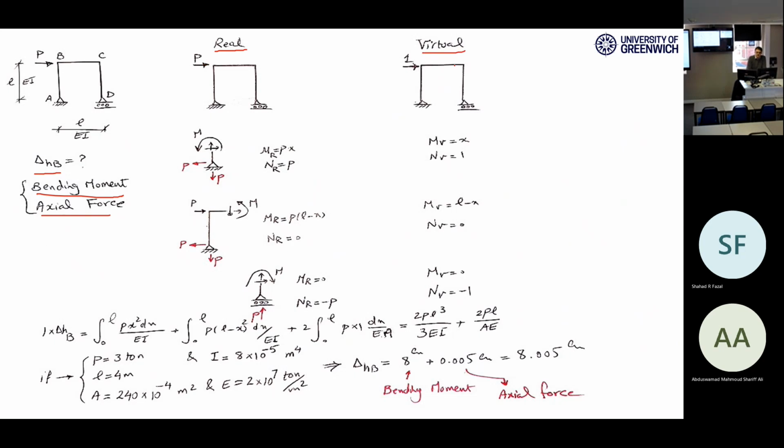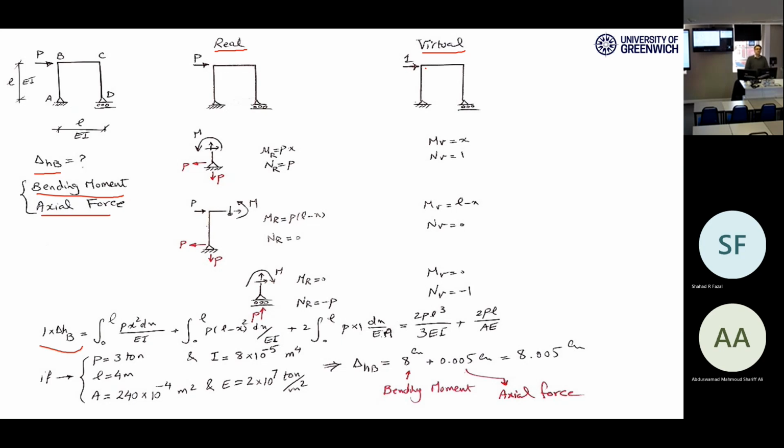And this is the virtual structure, which should be unloaded, nothing. The loading is up to me, up to you, whatever you want to put there. But we put a loading that helps us to use the equation of virtual work. So my aim is to calculate delta HB, which means the deformation of B in the horizontal direction. That's why I put a unity force here in the horizontal direction at node B.